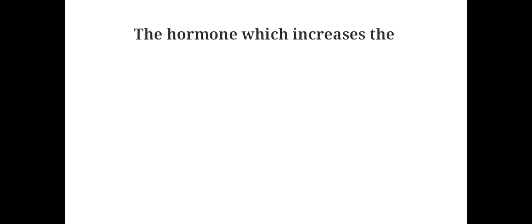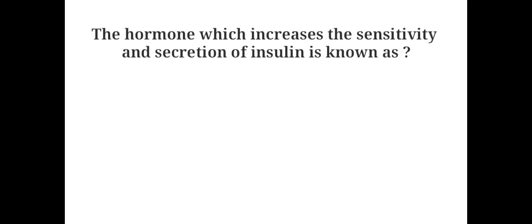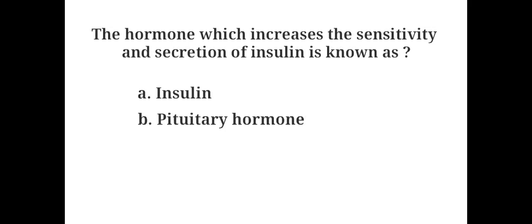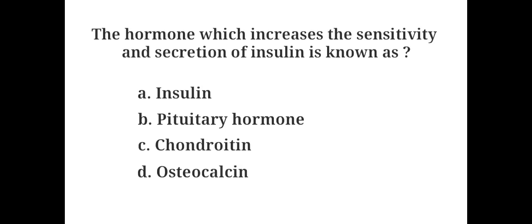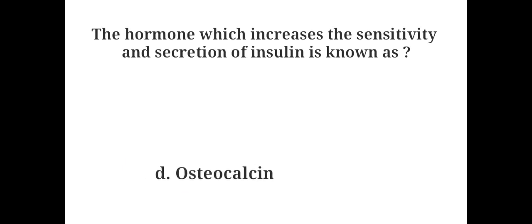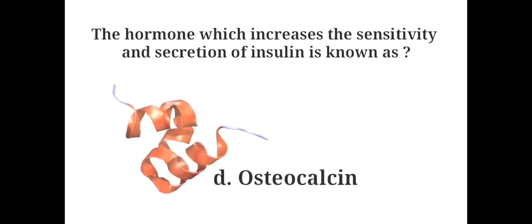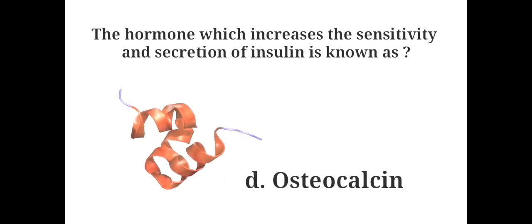The hormone which increases the sensitivity and secretion of insulin is known as A. Insulin, B. Pituitary hormone, C. Chondroitin, D. Osteocalcin. And the answer is D. Osteocalcin. The hormone which increases the sensitivity and secretion of insulin is known as osteocalcin.